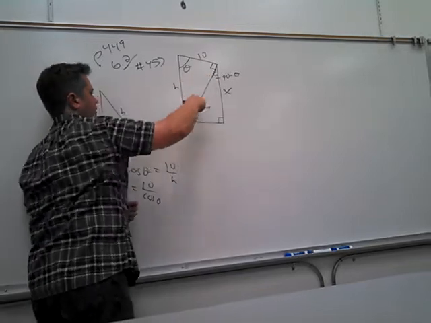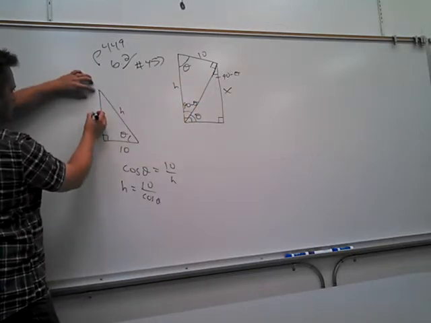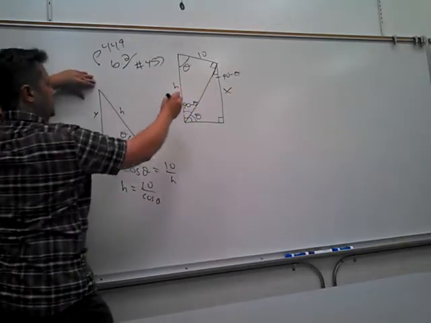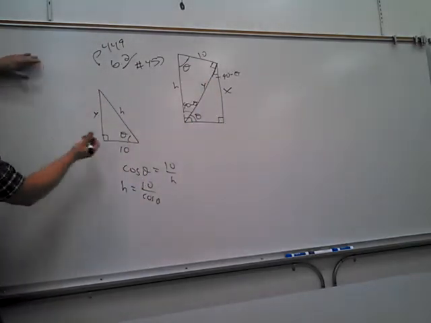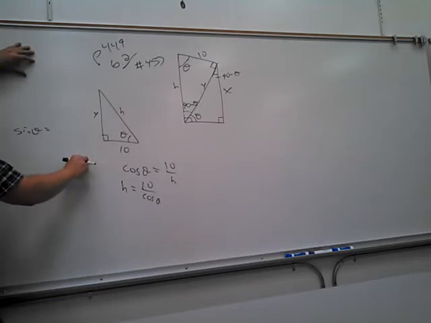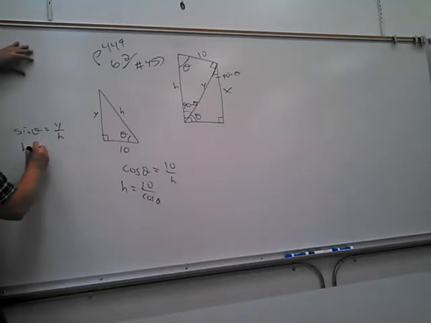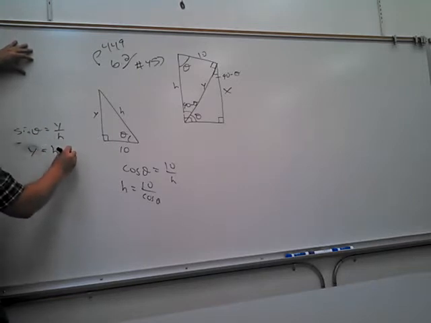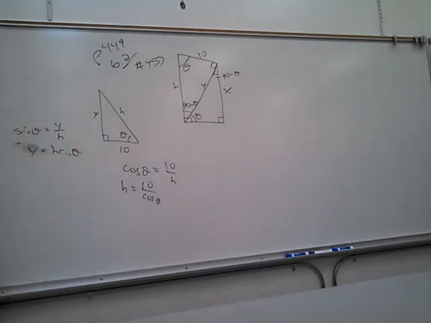So how do I get this side? If I wanted this side, let's call this side y. Sounds good. So that would be sine. Good. So if I say sine theta equals y over h, then h equals y over sine theta. Well, actually, y equals h sine theta. You with me? And what's h? h is that. It's 10 over cosine theta.